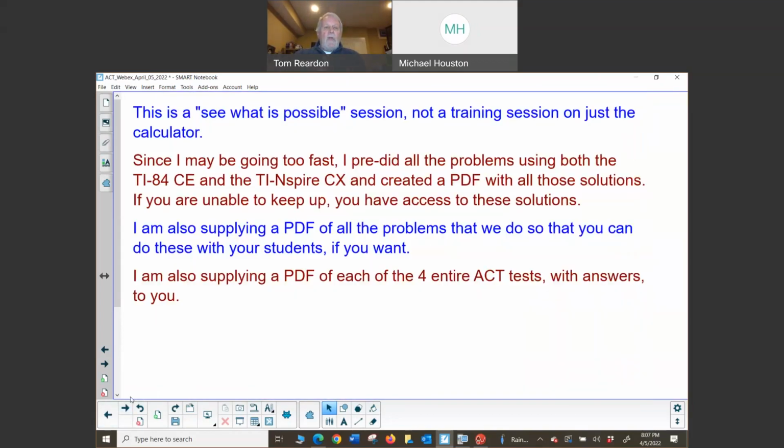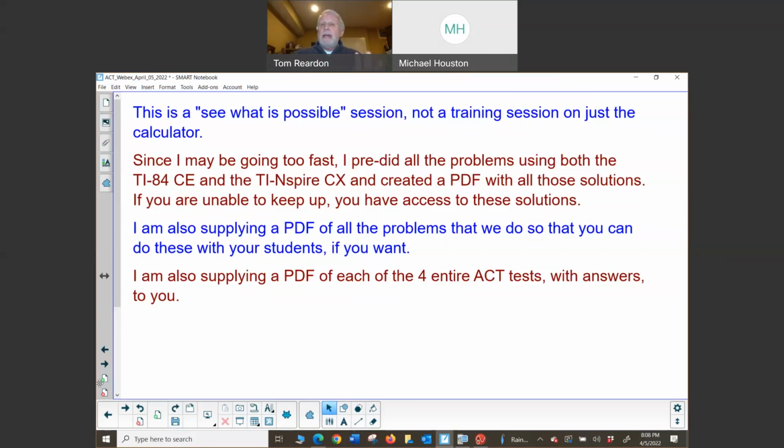So this is more of a see-what-is-possible session. It's not a training session on either of the calculators. Since I may be going too fast, I pre-did all the problems using both the 84 CE and the TI-Nspire CX and created a PDF with all those solutions. If you can't keep up, and that's probably the case, you have access to those solutions and can go at your own pace. I'm also supplying a PDF of all the problems that we do, so if you want to do these with your students starting tomorrow, just print them out or put them up on your screen. I'm also supplying a PDF of each of the 4 entire 2021 ACT tests with answers. Those will be available on the website as well. I try to give as much information as I can. Hopefully you can use it.